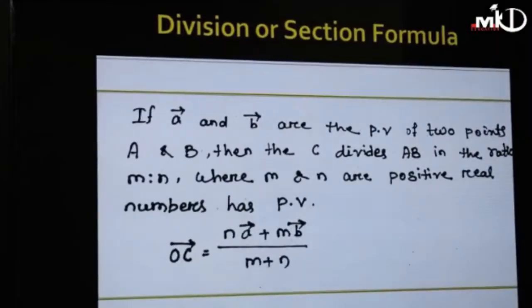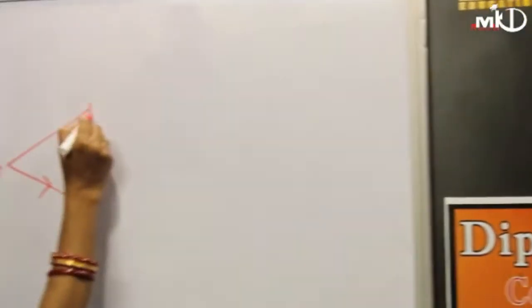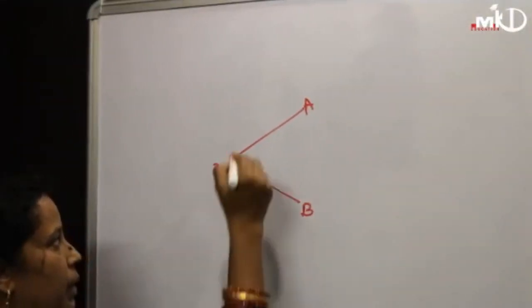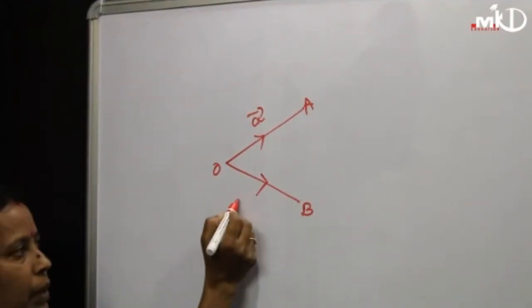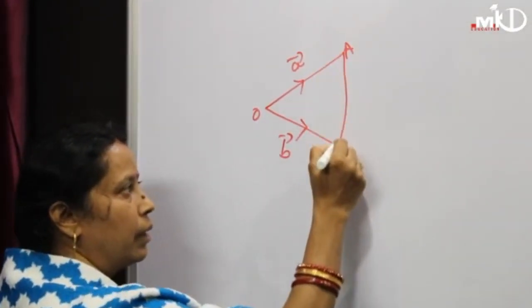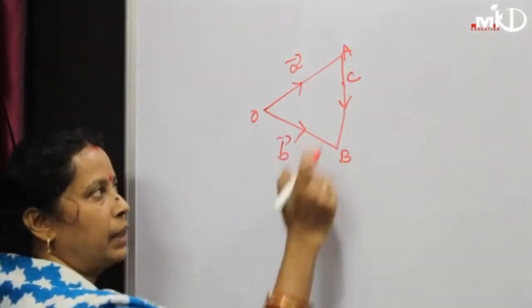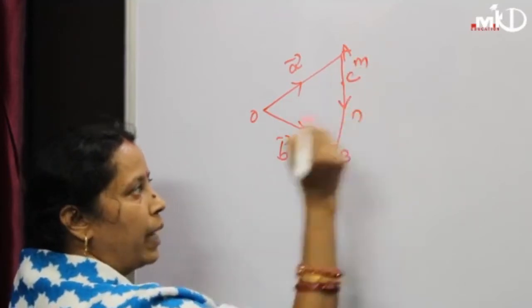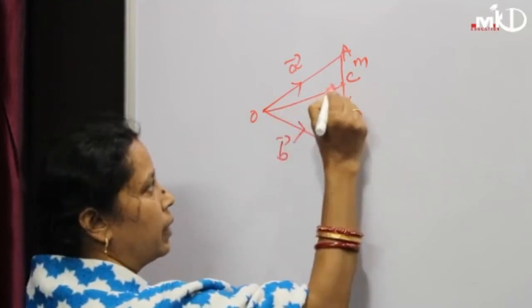Next we discuss the division or section formula. Suppose A bar and B bar are the position vectors of A and B, so OA bar is equal to A bar and OB bar is equal to B bar. Now a point C divides the vector AB in the ratio M is to N internally. What is the position vector of C?